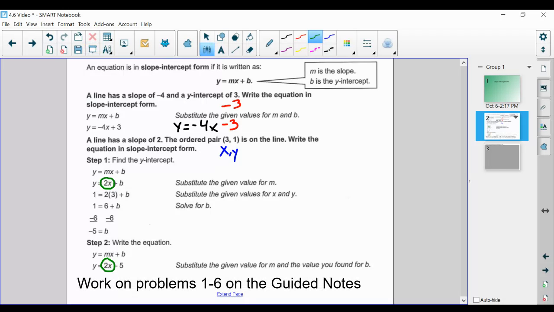Awesome. With this, please work on the front side of the guide notes, problems 1 through 6, and resume when you are ready to move forward.